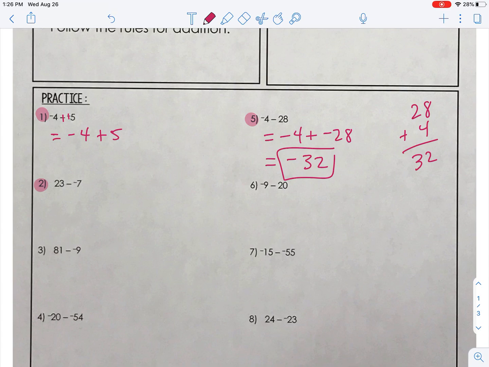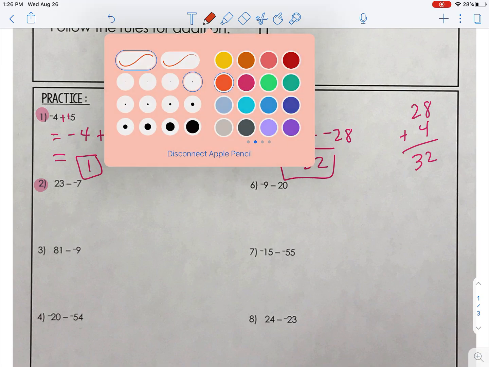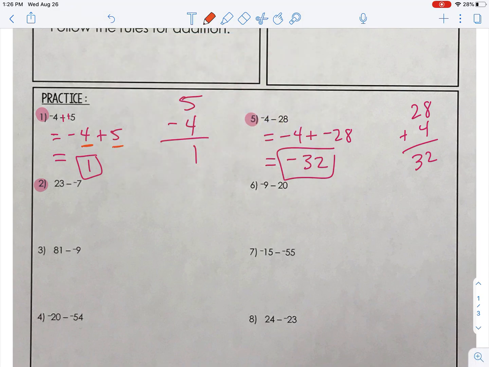So now that I have it written this way, I look at the signs. The signs are different. When the signs are different, we subtract 5 minus 4. I put the bigger number on top. 5 minus 4 is 1. What kind of 1? Well, I need to compare the number 5 and the number 4. The number 5 is bigger than the number 4. The number 5 is positive, so my answer is positive 1.